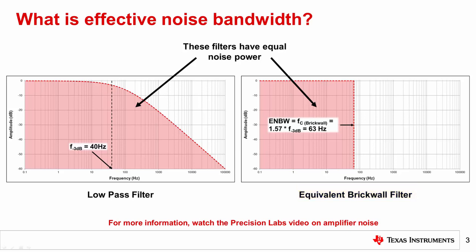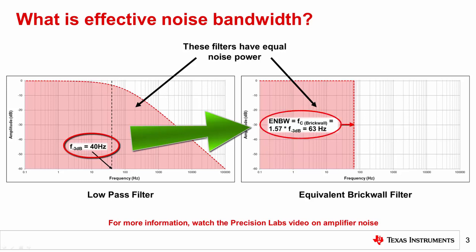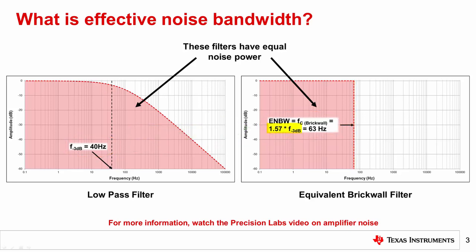The brickwall approximation accounts for non-ideal filters allowing frequencies beyond the cutoff pass into the rest of the system. Using this method provides a much more accurate result when calculating the total amount of noise that is able to pass through the filter. For example, the 40 Hz low-pass filter shown on the left side of this slide has an effective noise bandwidth of 63 Hz, as shown in the plot on the right. The scaling factor of 1.57 is an approximation for determining a first-order low-pass filter's effective bandwidth from its cutoff frequency.